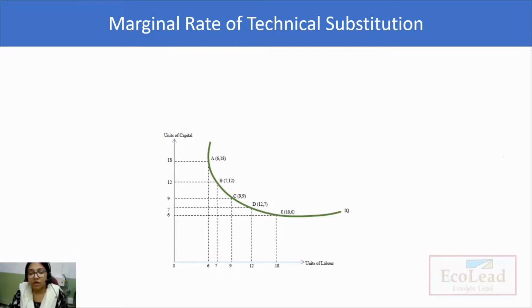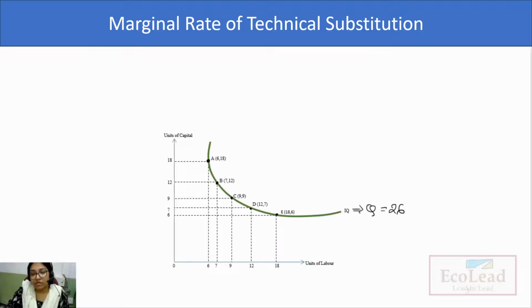Let us consider the concept of marginal rate of technical substitution. In the previous video, we drew the isoquant curve. How did we draw it? We know that the isoquant curve is the locus of all input combinations that give us the same amount of output. And in our previous example, the amount of output was 26.